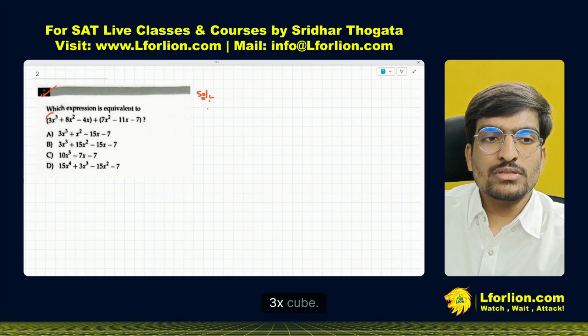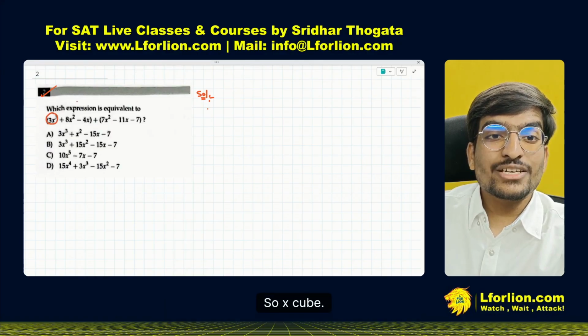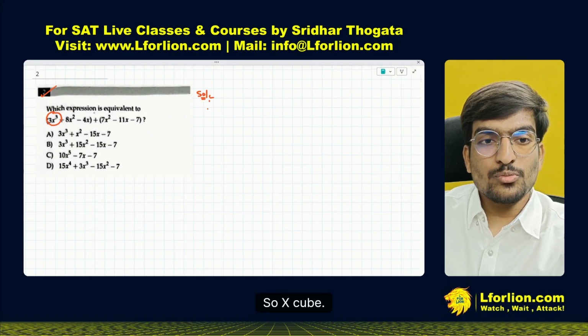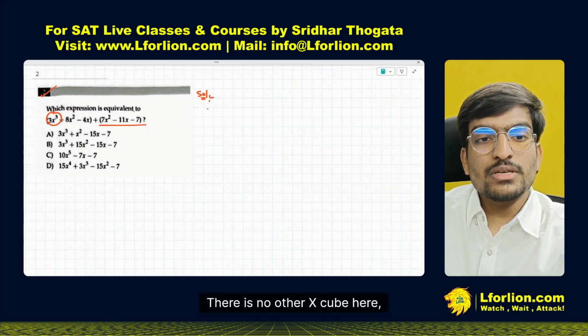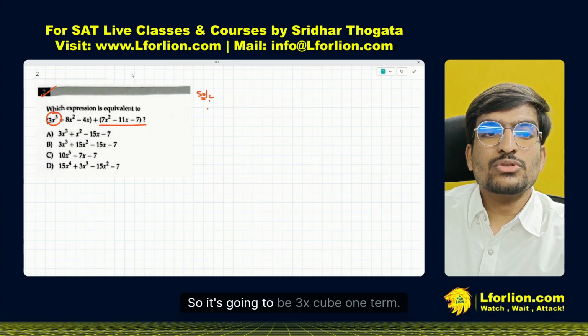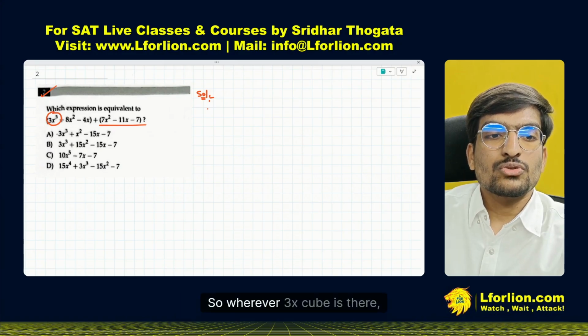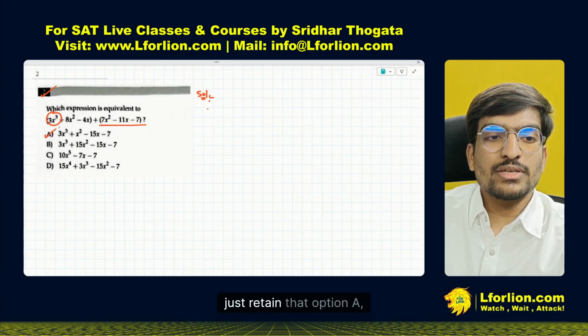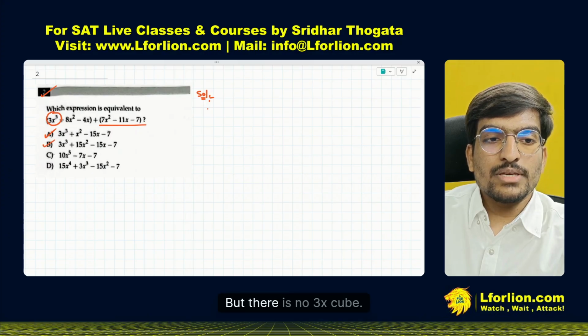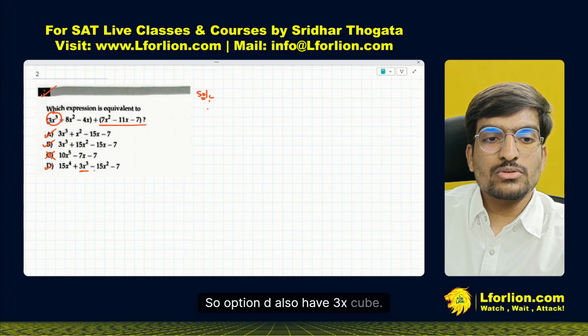Look for 3x cube. There is no other x cube here, so you can't add it. It's going to be 3x cube, one term. Where 3x cube is there, just retain that: option A, B. But there is no 3x cube in option C, so eliminate option C. Option D also has 3x cube.